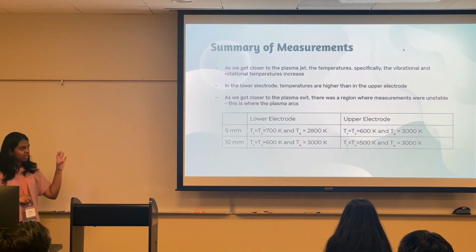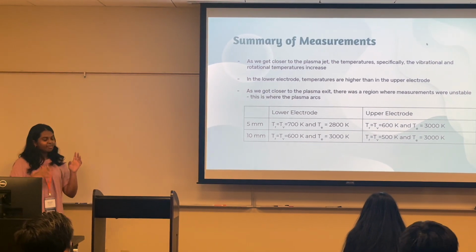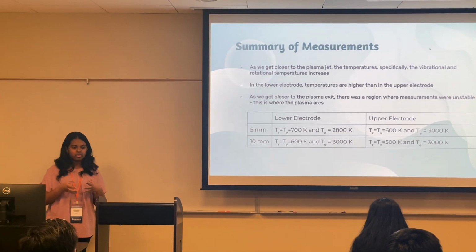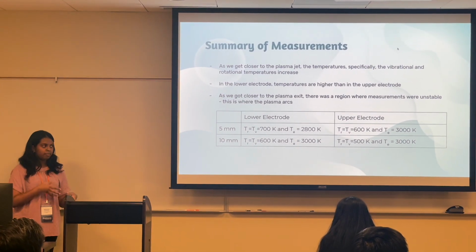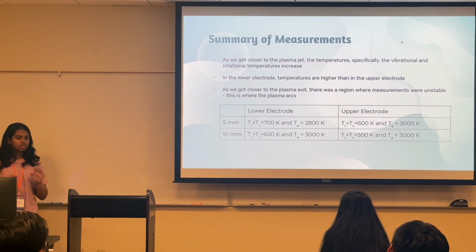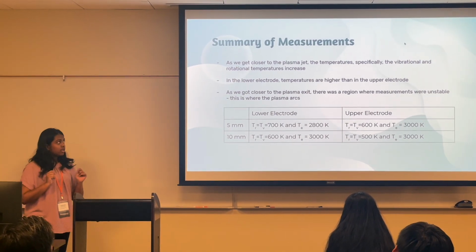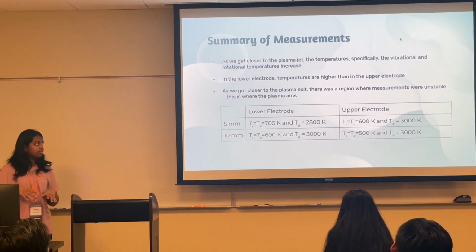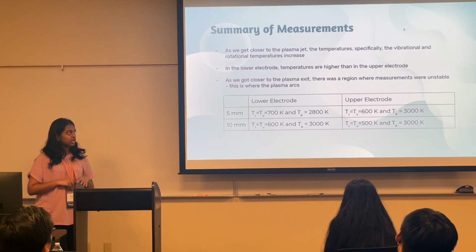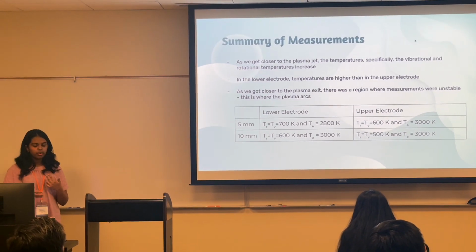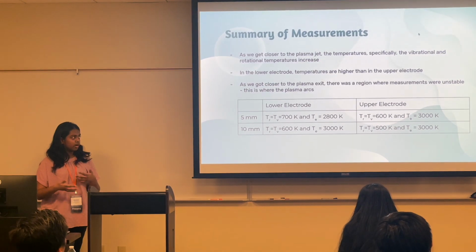So here's a summary of whatever I just told you. As we got closer to the plasma jet, we'd see that there was an increase in temperatures, both rotational and vibrational. The excitational temperatures tended to stay the same throughout. In the lower electrode, the temperatures are generally higher than they were in the upper electrode. And as we got closer to the plasma jet exit, there was a region in which the plasma temperatures became very unstable, and that was when the plasma arced.